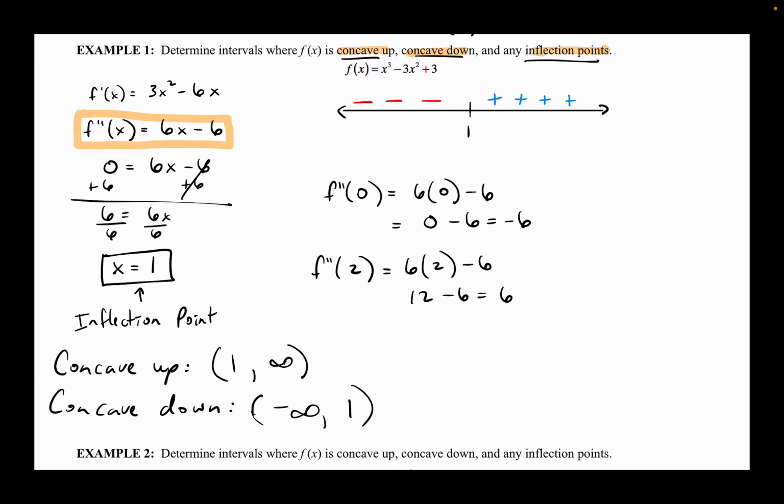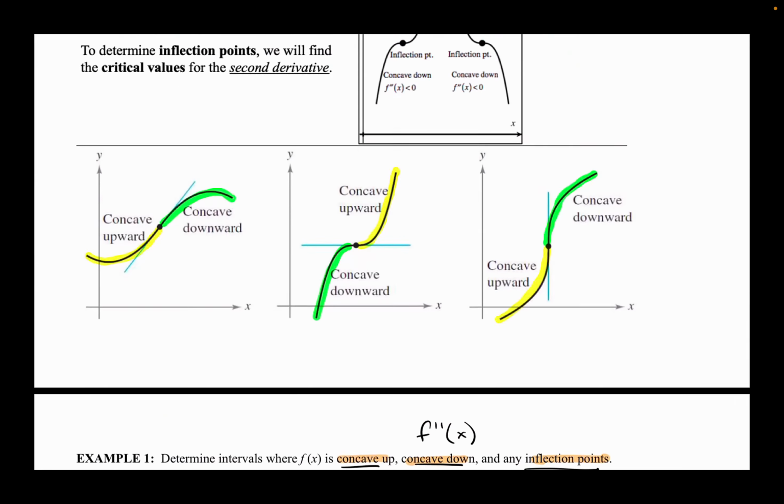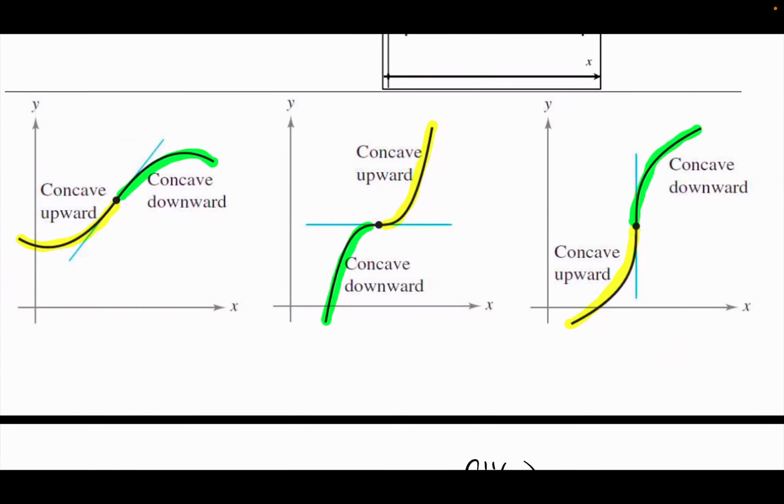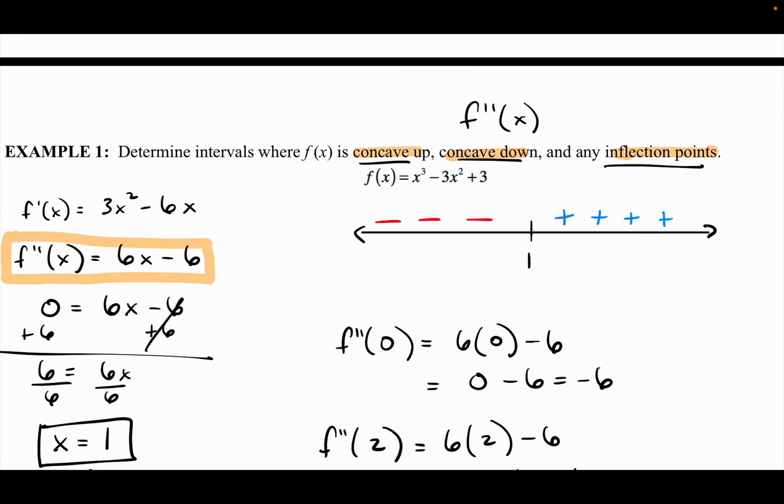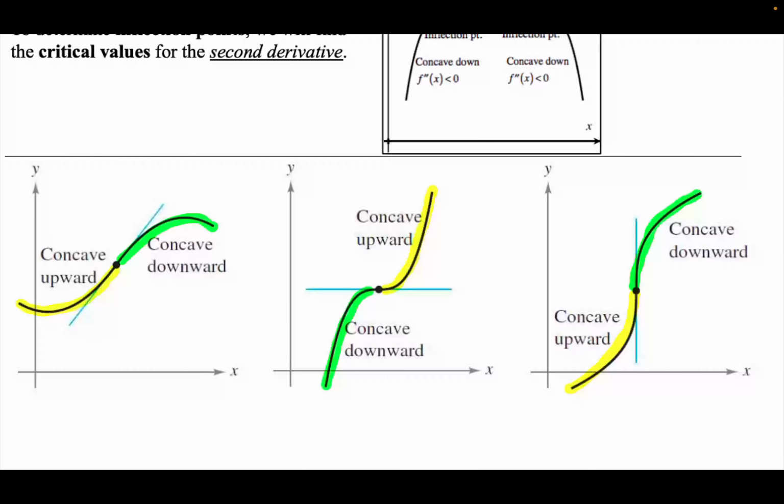Okay. What would that look like exactly? So it would be a change. So at 1 would be one of these dots. So ours went from concave down to concave up. So it would look like, probably like this, the middle one, because it went from down to up.